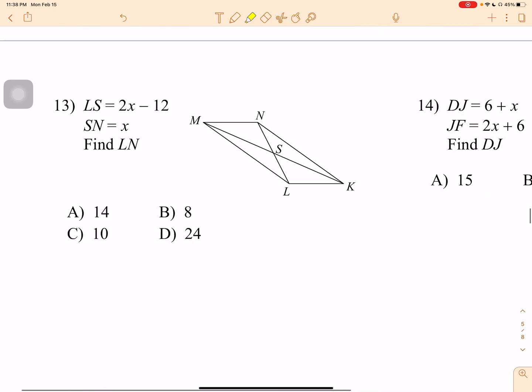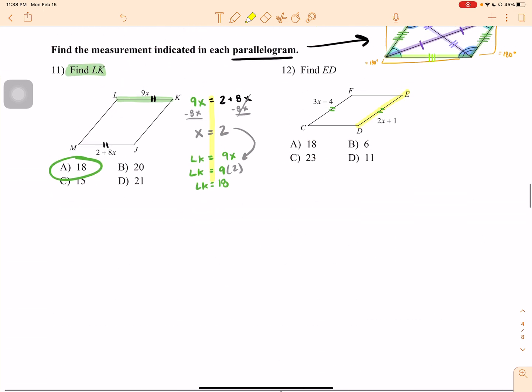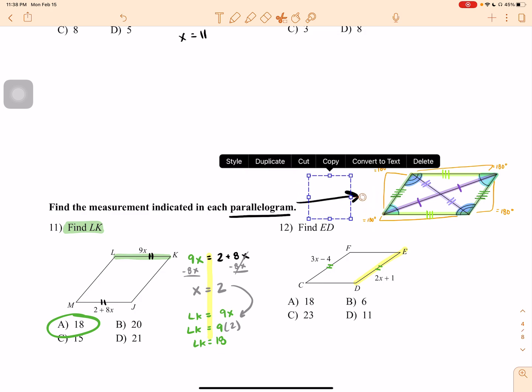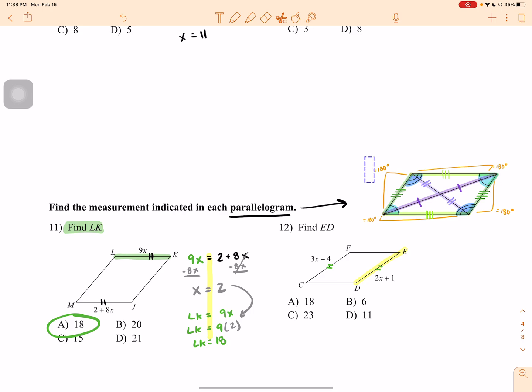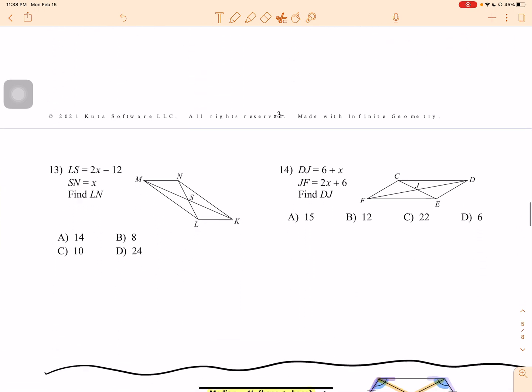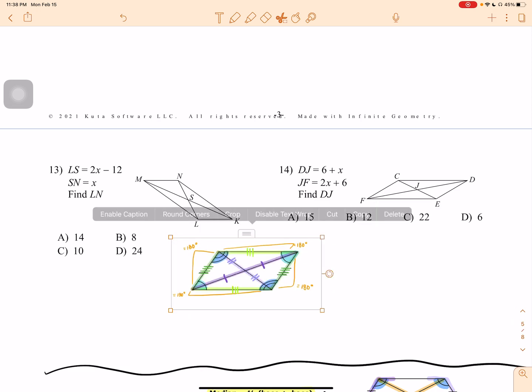So this, again, is a parallelogram. I think I'm going to copy this image again, though. So this image here, I keep cutting off that 180. Copy. All right, just so that we have it as reference right here, during the video at least.